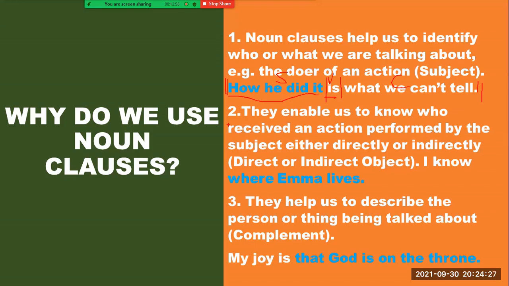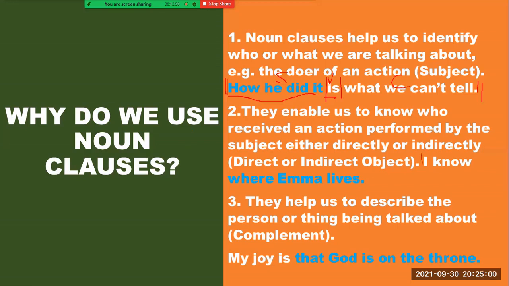John gave $1,000, gave who? Now the person who receives this $1,000 is the object, the receiver of the action of giving performed by the subject John. So what the noun clause does is that it enables us to identify the object. For example, I know where Emma lives.